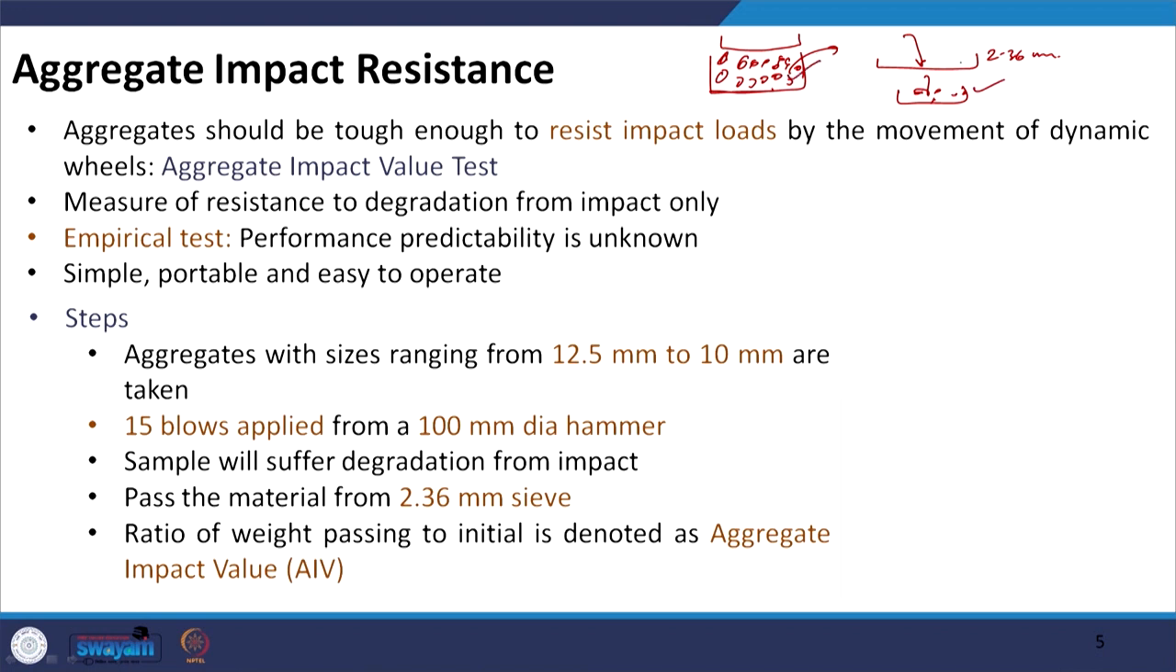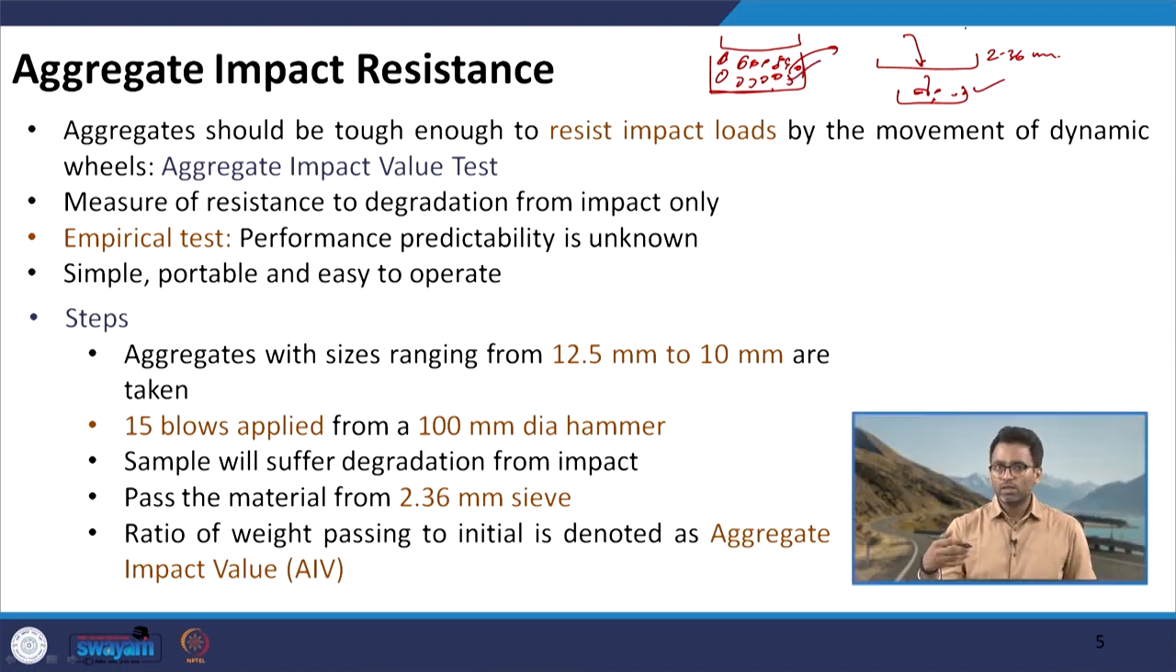You can understand that if the aggregates are tough enough, then the amount of degradation will be less. So, the amount of material passing the 2.36 mm sieve will be less. So, the impact value will be lower, which means the more the material is passing, the higher the impact value will be.